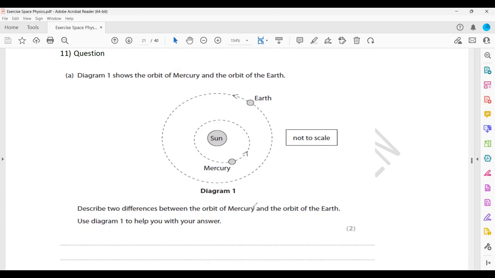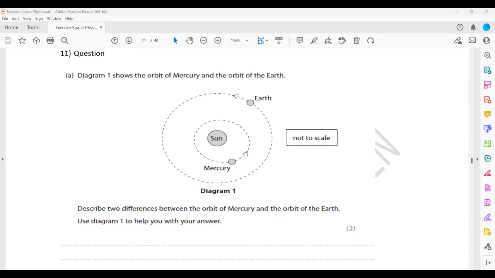Can you identify the two differences between the two orbits of Mercury and Earth? Yes, you can use your mic or a chat to state the answer. I prefer that you use your mic so that it will save time. So how are the two orbits different from each other? The space from the orbit of the Earth to the Sun is more than from Mercury to the Sun.